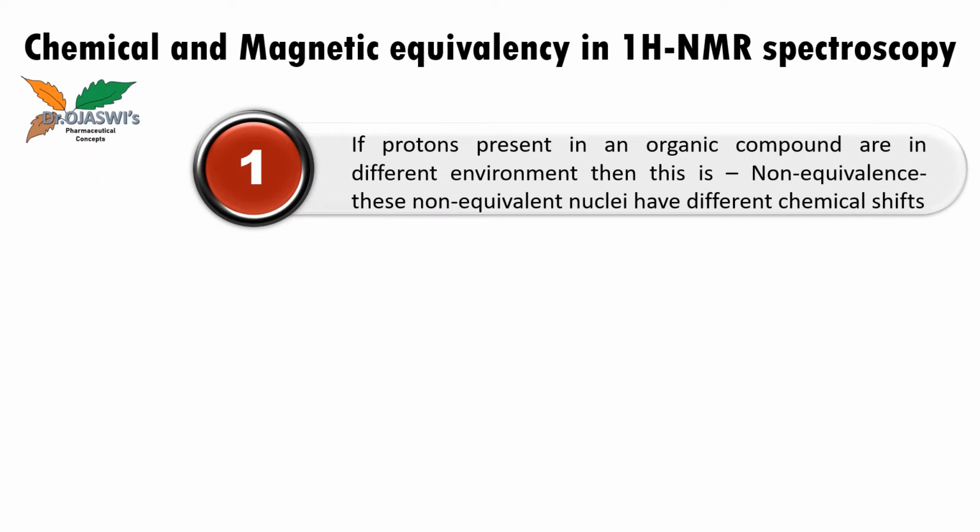If protons present in an organic compound are present in different environments, then this is called non-equivalence. Okay, this we all know. For example, I have this structure CH3, CH2 and chlorine. I'm talking about these two hydrogens which are present on this carbon and these three hydrogens which are present on this carbon.